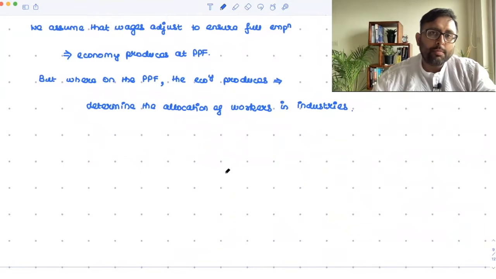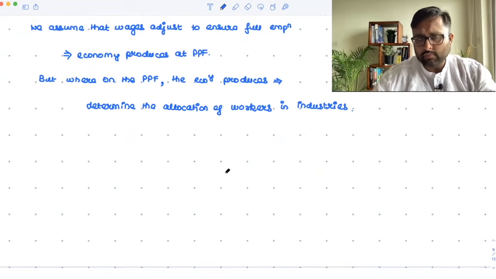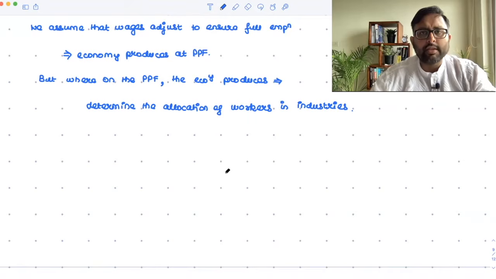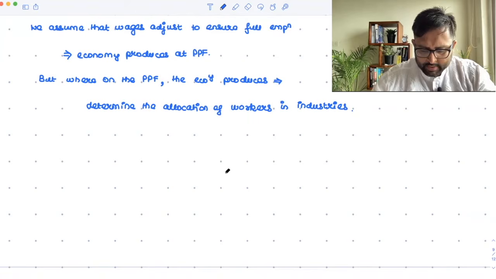Okay, now we're going to introduce prices and wages into the model. And we're going to assume that wages are going to adjust to ensure full employment, right? So all labor should be exhausted in the production of cheese and wine. So the moment you say that wages are adjusting to ensure full employment, it would mean that you are producing on the PPF. It's not that any unit of labor is unemployed. So it is producing either cheese or wine, right?